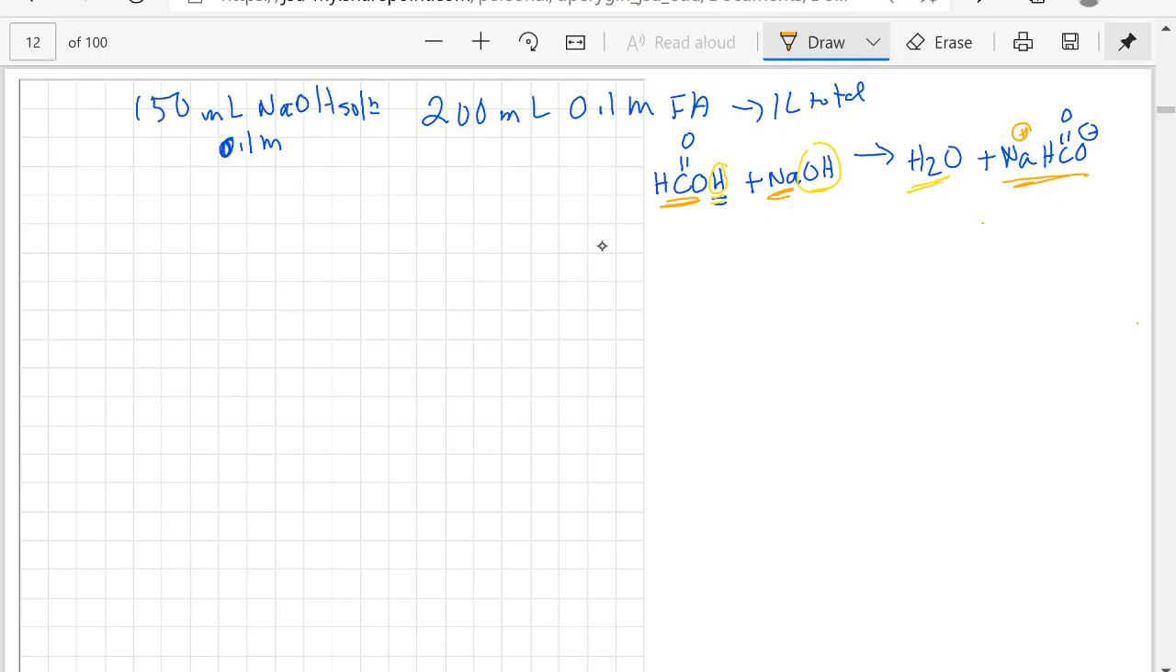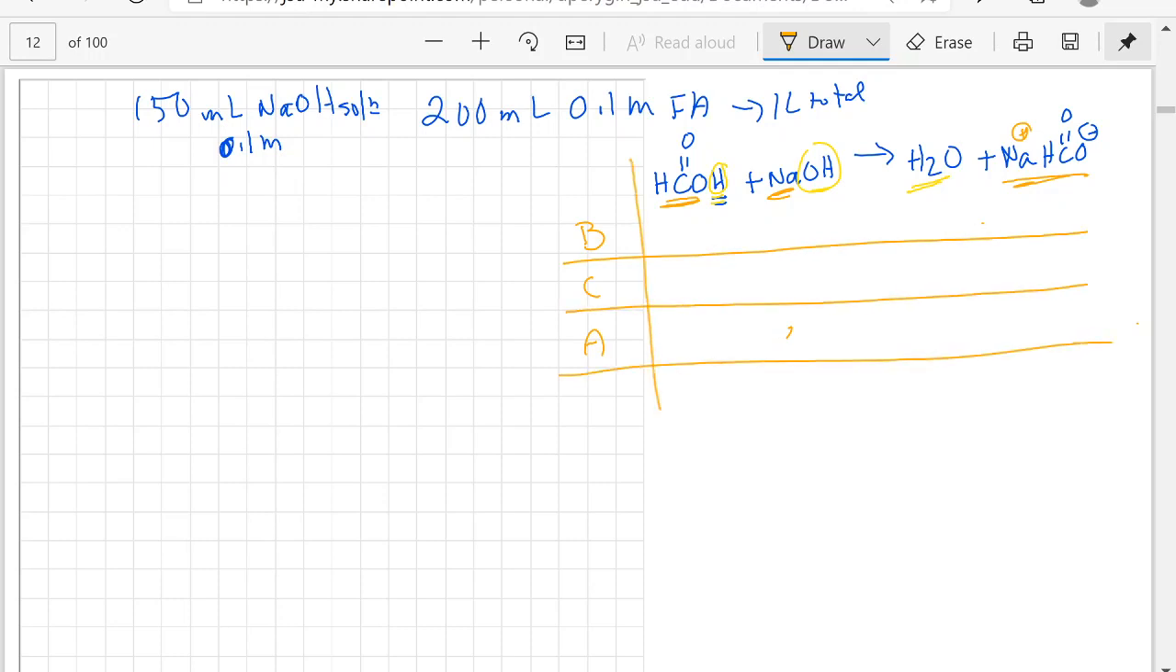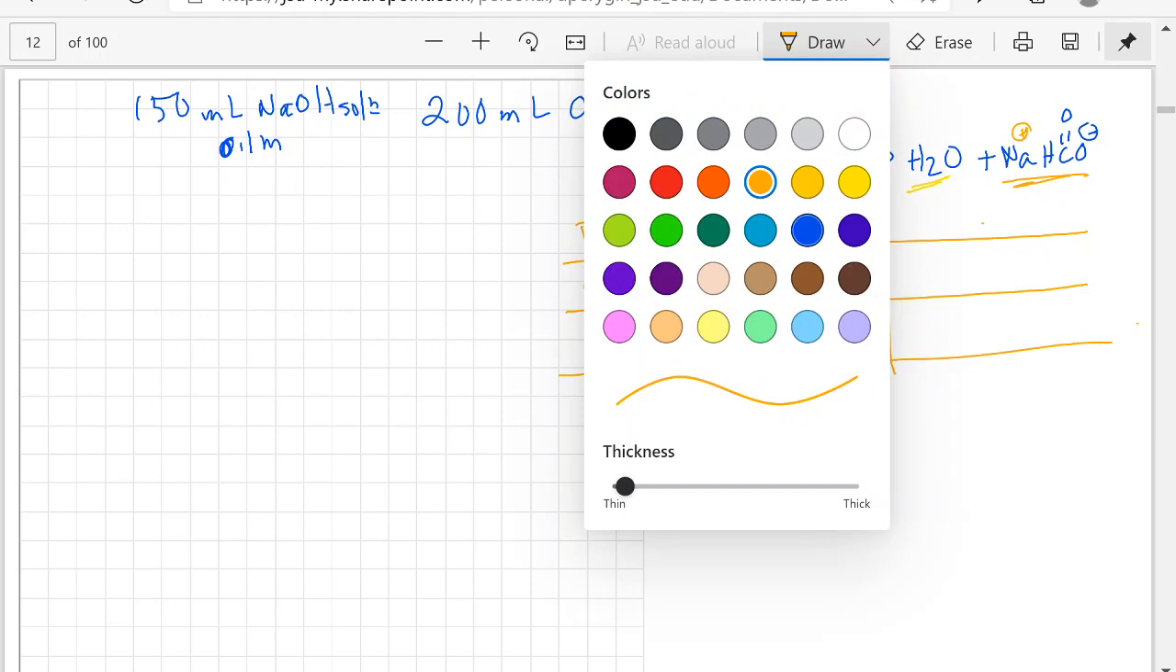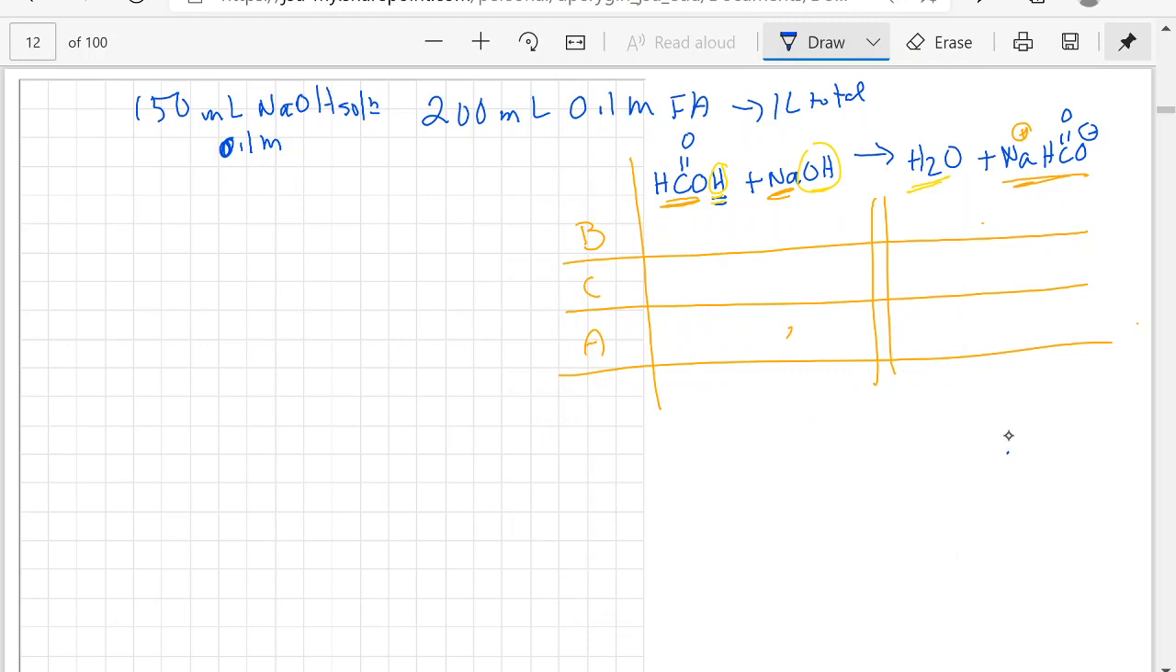We don't need an ice table here because this is not an equilibrium expression, but we can use what's called a BCA table. That stands for before, change, and after. So let's use a BCA table to figure out what we have so that we can calculate that pH. How are we going to put our numbers in here? For the BCA table, we're going to use moles, and we weren't given moles. We were given milliliters and molarity.